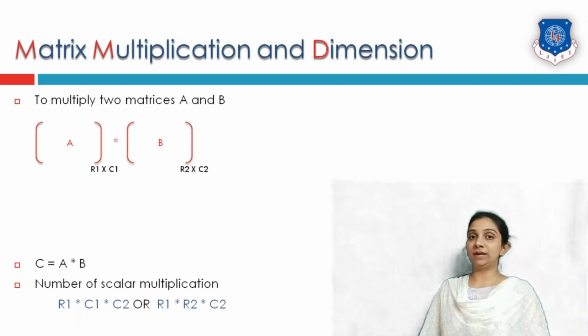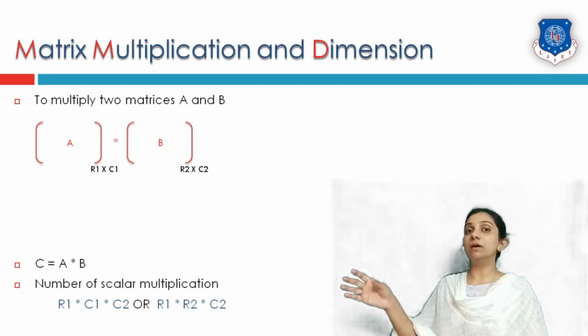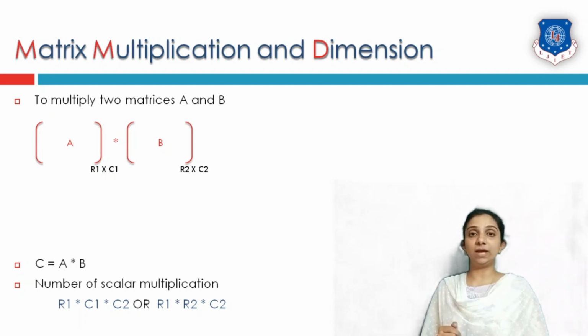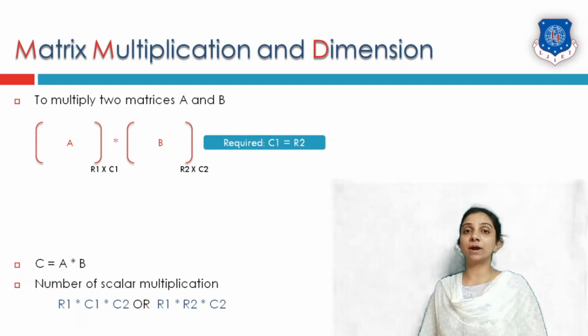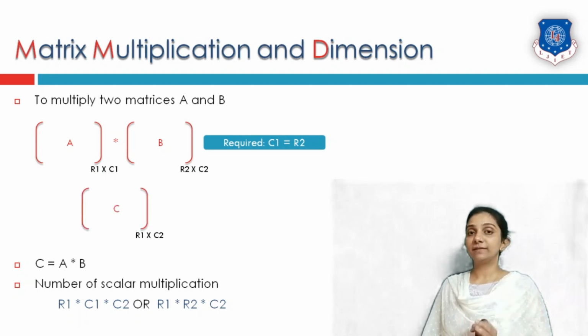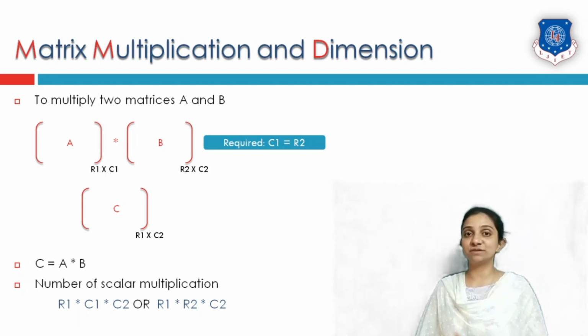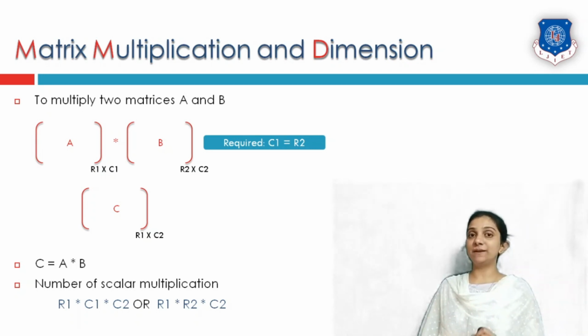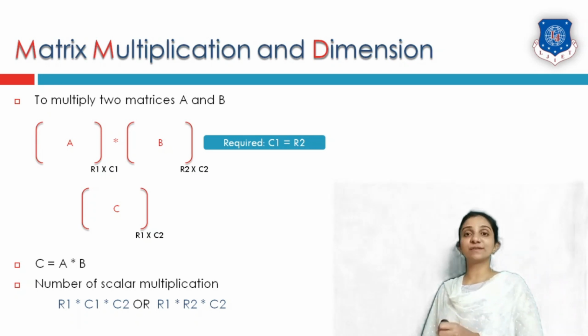If we want to multiply them, there is one prerequisite, a condition that we must satisfy: the number of columns of the first matrix should be equal to the number of rows of the other matrix. Unless and until this condition is satisfied, we will not be able to multiply these two matrices. So the required condition here is that C1 should be equal to R2. Then if we multiply these two matrices, what will be the dimension of the resultant matrix? The resultant matrix will be of dimension R1 cross C2.